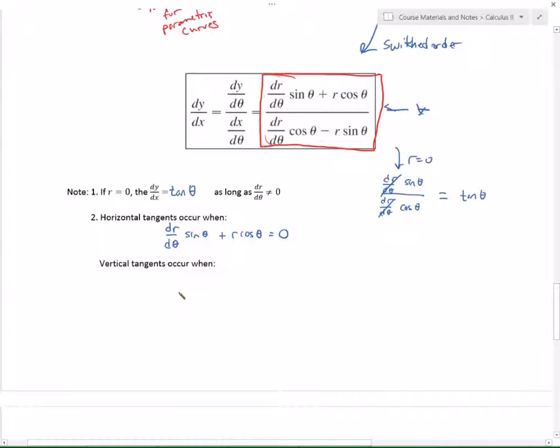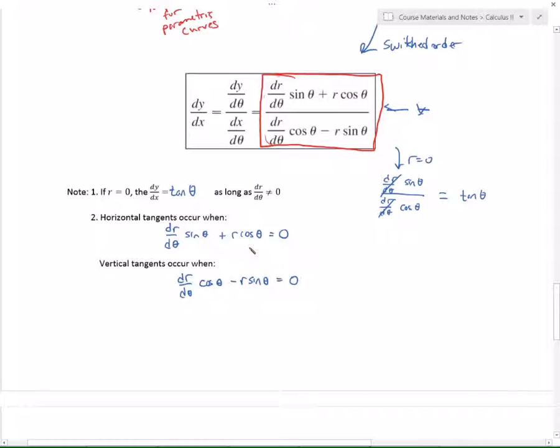When would a vertical tangent occur? When is it straight up and down? It's when it blows up, right? Or I guess when the slope is undefined, which is when the bottom is 0. So dr d theta cosine of theta minus r sine of theta equals 0. Not when the bottom blows up, but when the whole fraction blows up, because the bottom is going to 0. So if you set the denominator equal to 0, you'll find the vertical tangents.